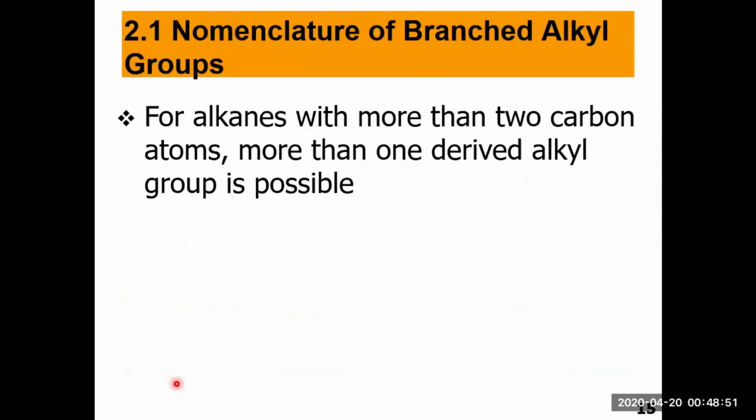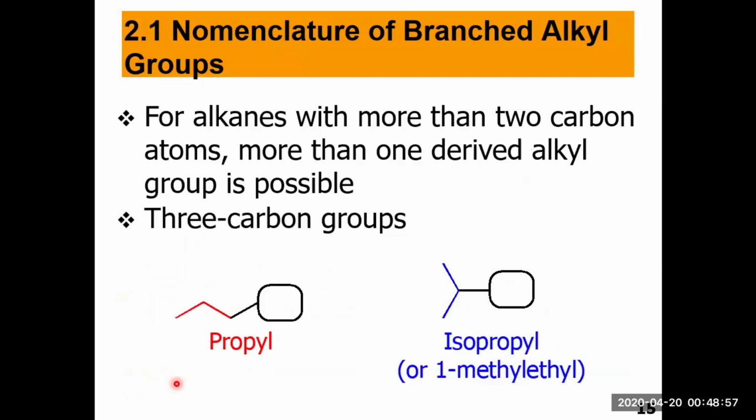Okay, so how do we give names for branched alkyl groups? We start off with 3 carbon atoms. If you notice, this square thing here just represents the main alkane chain. The ones highlighted in color are the alkyl groups.